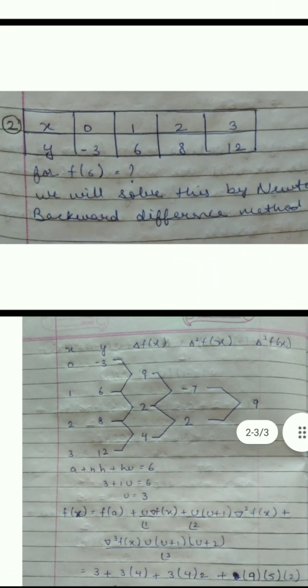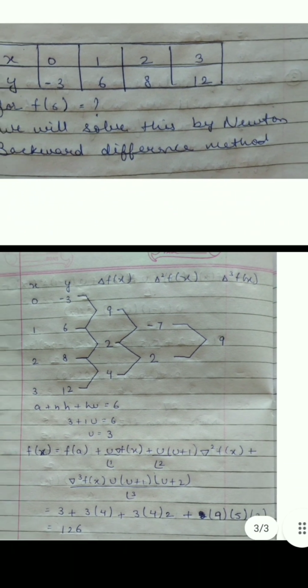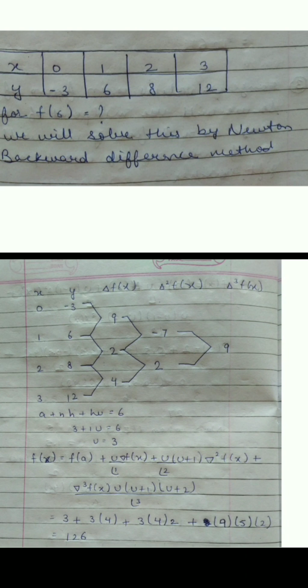Question number 2. F of 6 is equal to what, if the data set is given where delta cube f of x is constant? We'll solve this by Newton backward difference method, as we have to find the value of f of 6. We'll construct a difference table till delta cube f of x. For finding the value of u for Newton backward difference, the formula is a plus nh plus hu is equal to 6. Using this, the value of u will be 3.